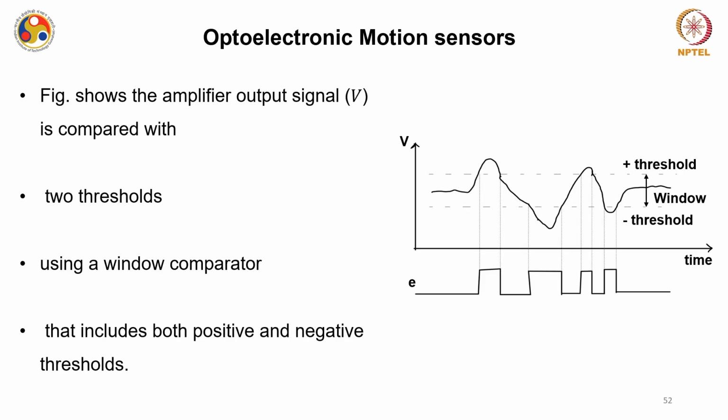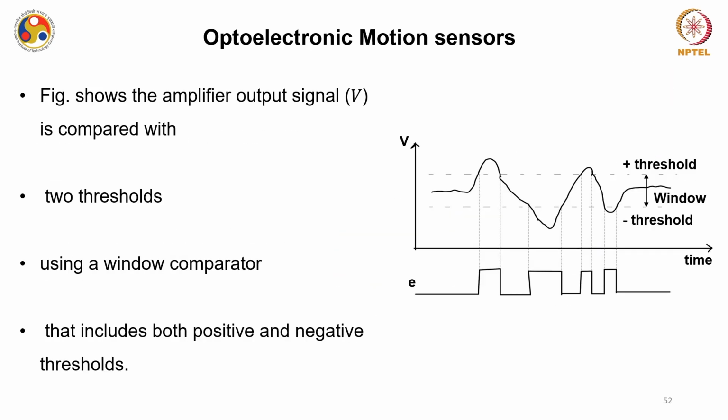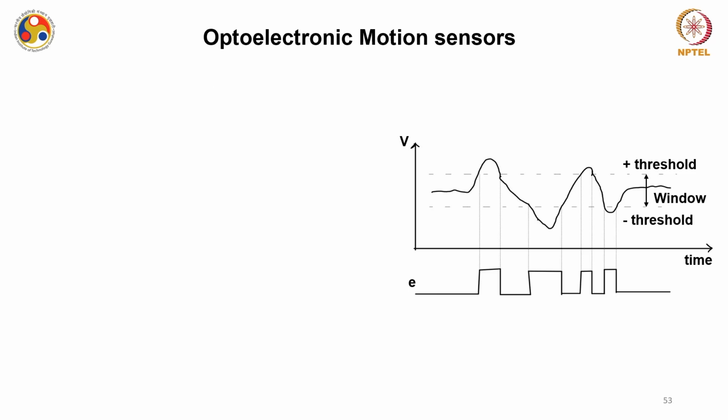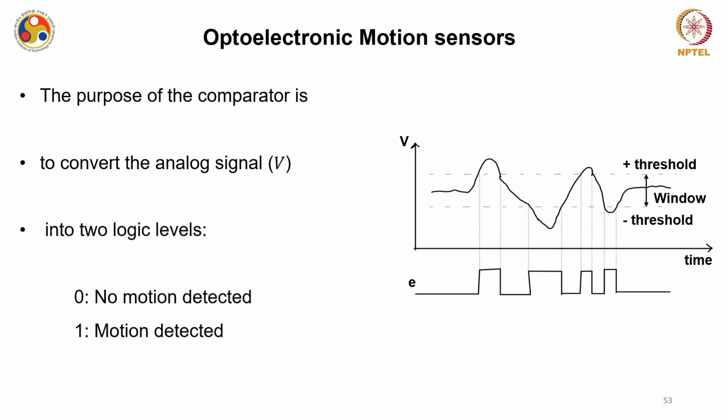Alright. So, the figure shows the amplifier output signal V. This amplifier output signal V is compared with two thresholds using a window comparator that includes both positive and negative thresholds. The purpose of the comparator is very similar to what we have seen in the case of triboelectric sensors. It converts this analog signal V into two logic levels: 0 means no motion is detected and 1 means that a motion has been detected.